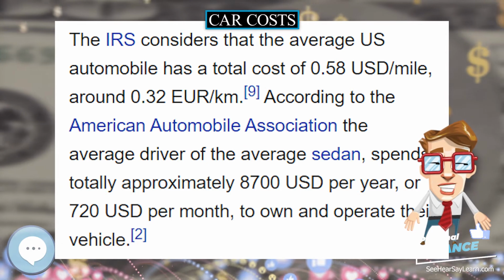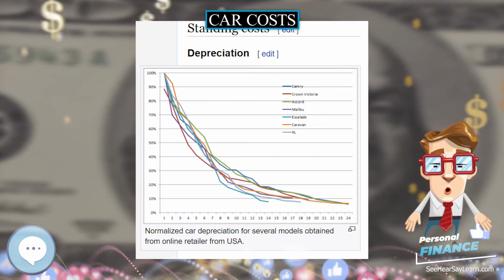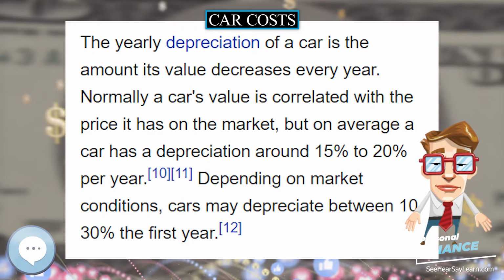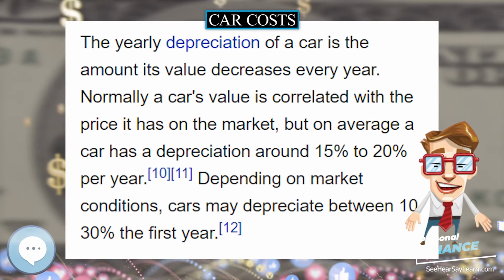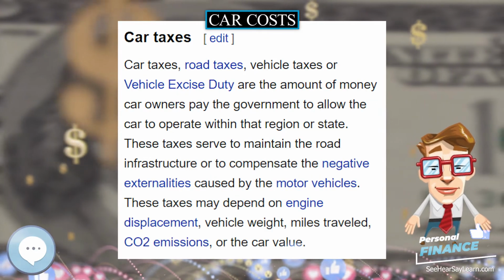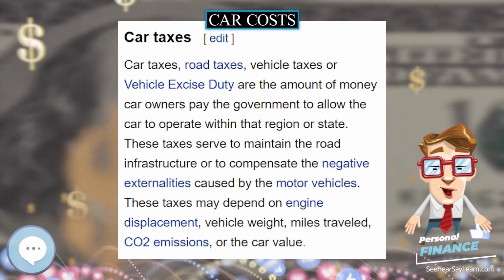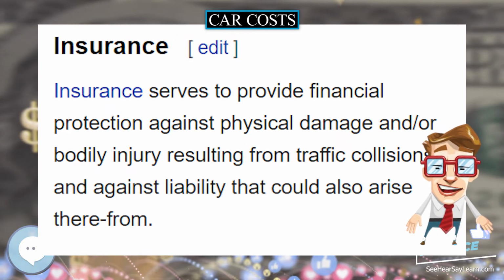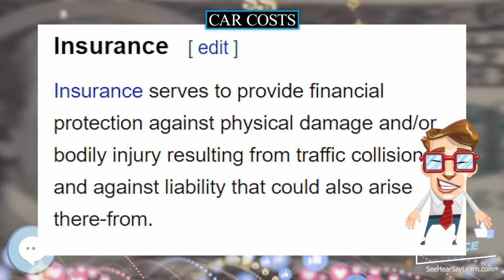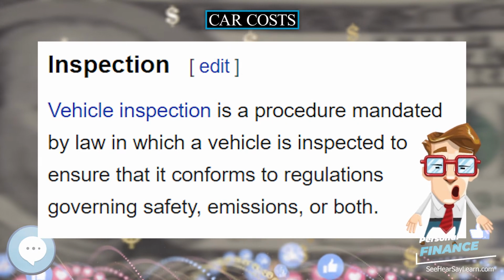Insurance. Insurance serves to provide financial protection against physical damage and/or bodily injury resulting from traffic collisions and against liability that could also arise therefrom. Inspection. Vehicle inspection is a procedure mandated by law in which a vehicle is inspected to ensure that it conforms to regulations governing safety, emissions, or both.